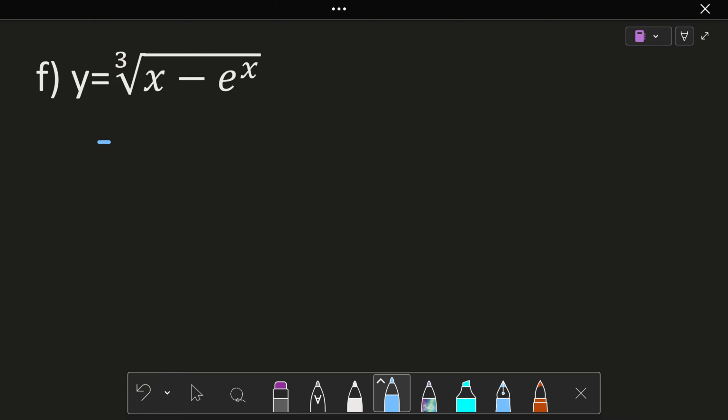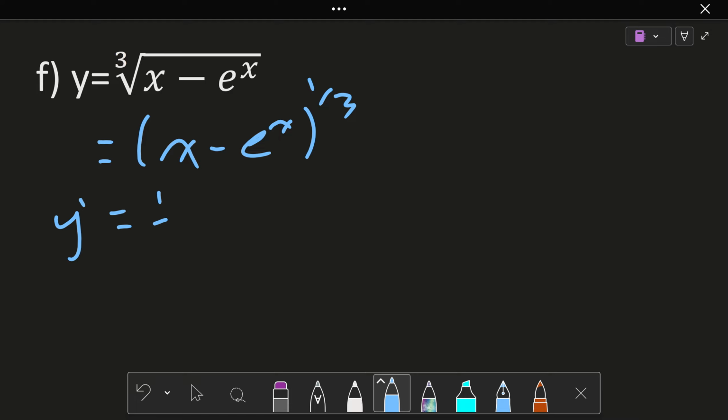So the first step I always like to do is rewrite things. I can rewrite that as a fractional exponent. That's the first thing I like to do, just to help me visualize it. Now I am able to take the derivative a little bit easier. Remember chain rule, we're going to bring it down, treat it like a power rule. We're going to bring that 1/3 down.